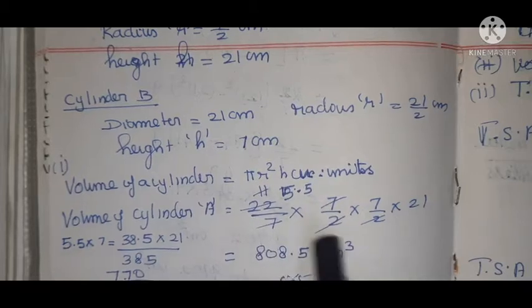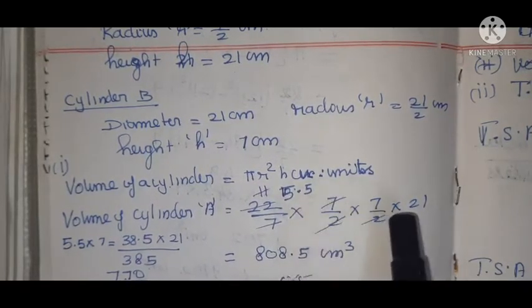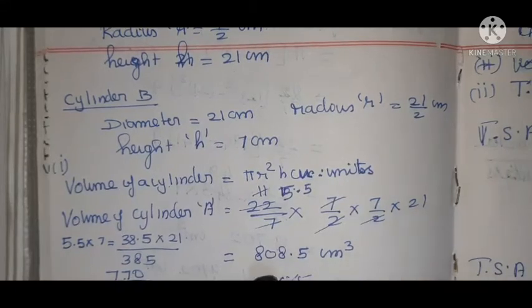22 divided by 2, we get 11. 11 divided by 2, we get 5.5. 5.5 into 7 into 21, we get 808.5 centimeter cube.